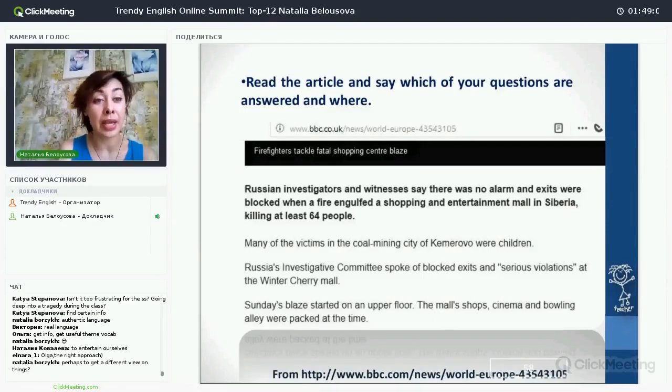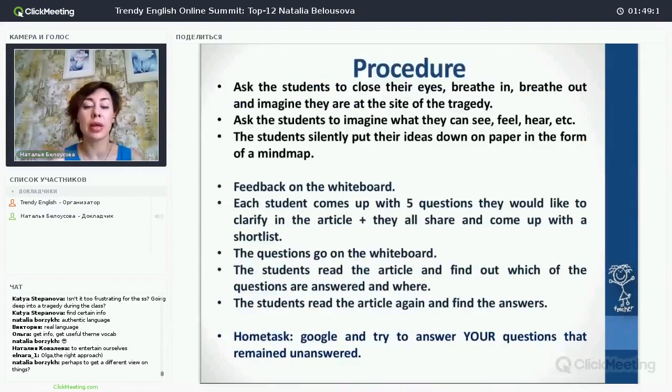And then next time when they came back, at the beginning of the lesson, they told each other what information they found, if any, on the questions that they asked in the previous lesson. So again, this is the procedure. So I just put everything we've just discussed together. Just have a look for a few seconds.